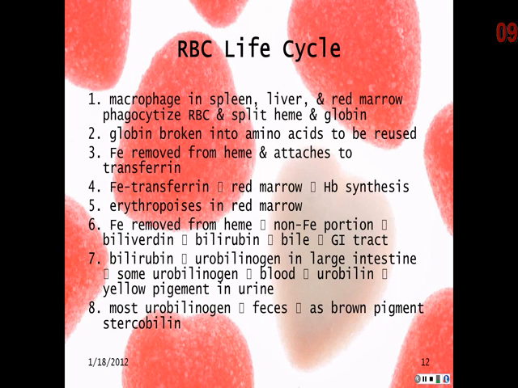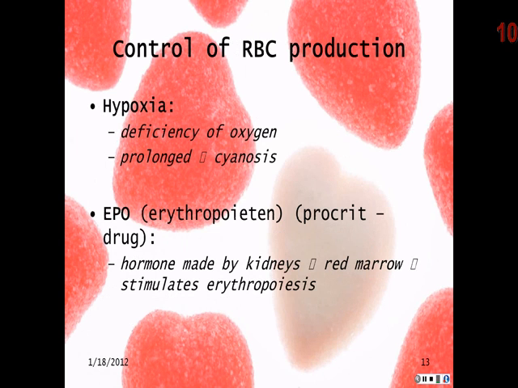Iron is removed from the heme and is attached to a protein called transferrin, which carries it to the red marrow to make new hemoglobin. The non-iron heme is converted into biliverdin and bilirubin. The bilirubin can be converted into bile used in the gastrointestinal tract, or into urobilin to pigment the urine, or stercobilin, a brown pigment in the feces.